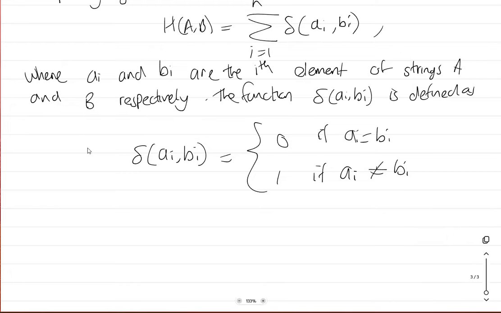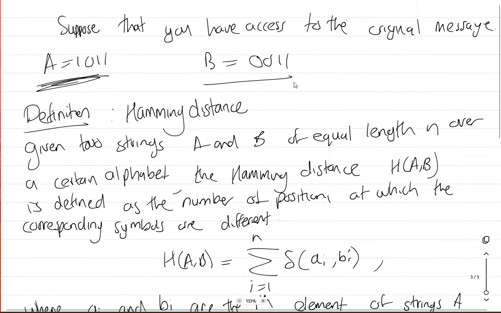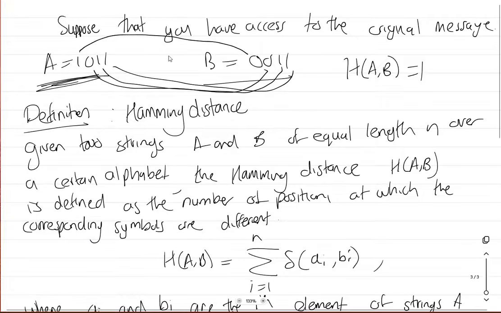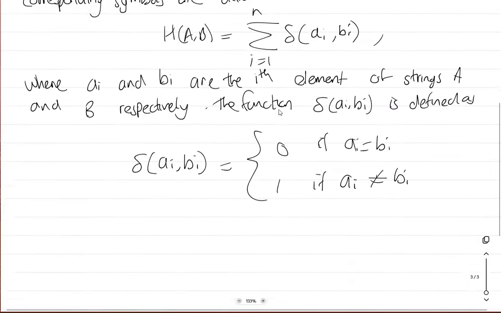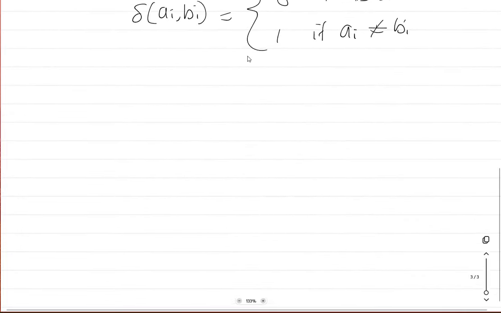Okay, so for example, if we go back to our first example here, the first delta here will be a 1, the second one will be a 0, then it'll be a 0, and then it'll be a 0. So the answer would be H(A, B) is equal to 1. So they are different by 1. And this Hamming distance, the reason why it's called a distance is because it tells us how many changes we need to get from one string to the other.